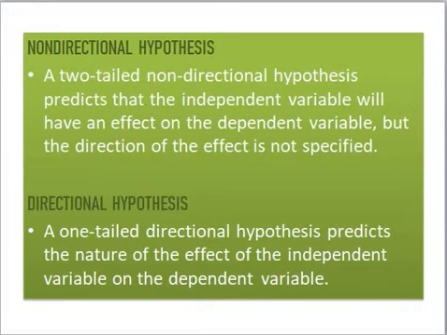That is the non-directional hypothesis. And a directional hypothesis predicts the nature of the effect of the independent variable on the dependent variable. So here it reflects the nature of how it is. In non-directional, the nature won't be specified. It says that there is some relationship, or one will depend on the other. It will be mentioned, but the nature won't be mentioned. In directional, the nature will be mentioned.